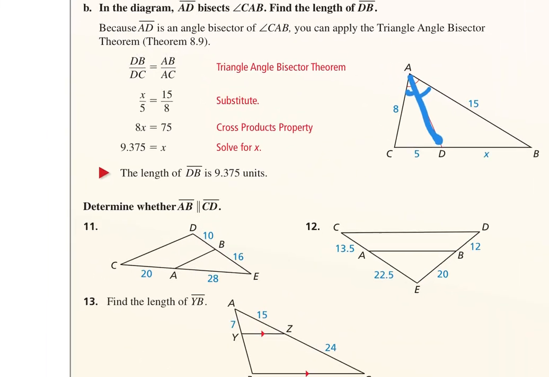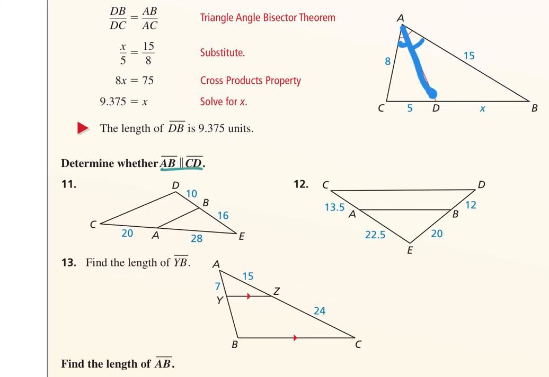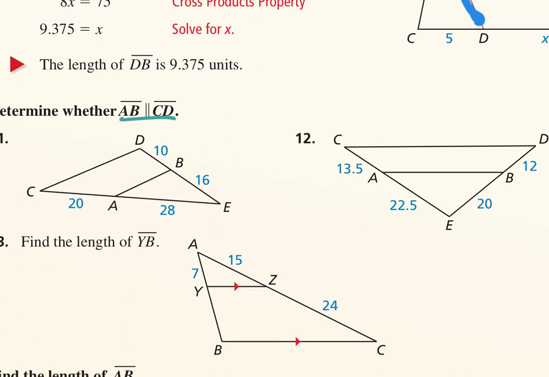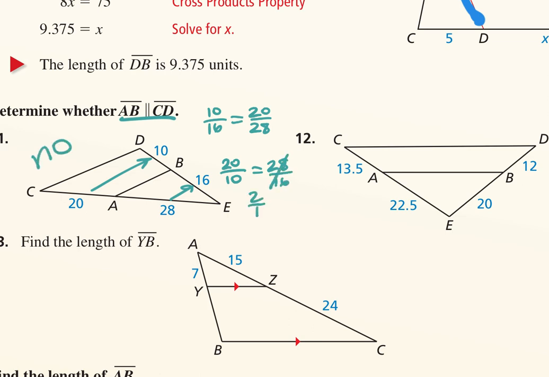So if you look at 1, it's actually saying determine whether these are parallel, and that would be what you would use the converse for. So 10 over 16 would equal 20 over 28, or I could go 20 over 10 should equal 28 over 16. This would be 2 to 1, this would not. So this is no.